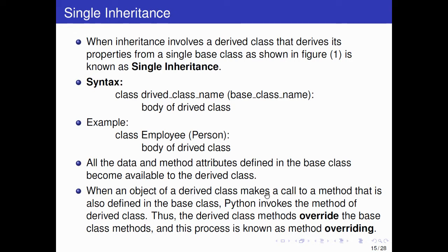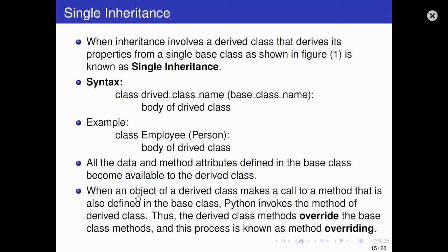When an object of a derived class makes a call to a method that is also defined in the base class, which one will be preferred by Python? Suppose a function is available in the derived class as well as the base class, and they do different things. Python invokes the method of the derived class. Thus the derived class method overrides the base class method, and this process is known as method overriding.